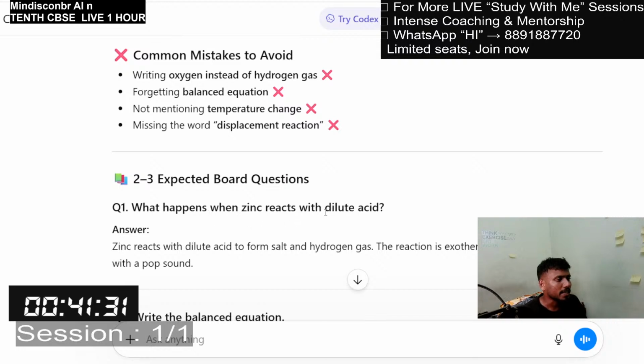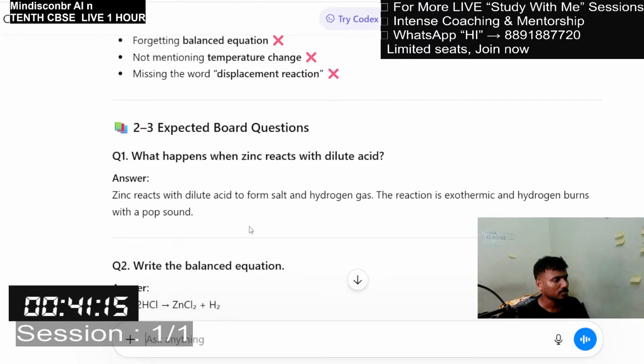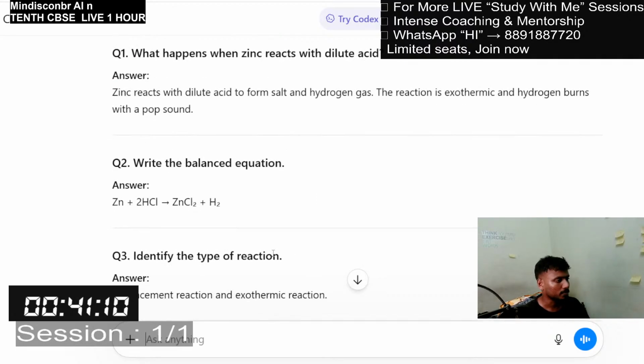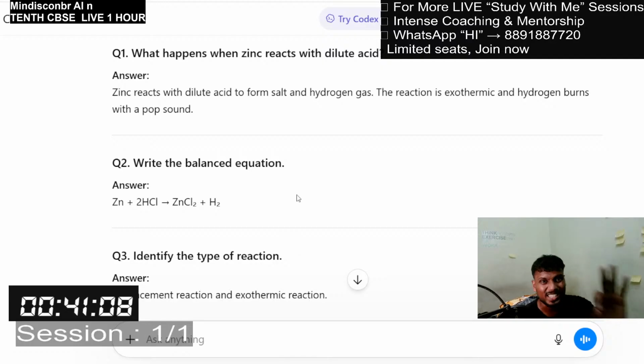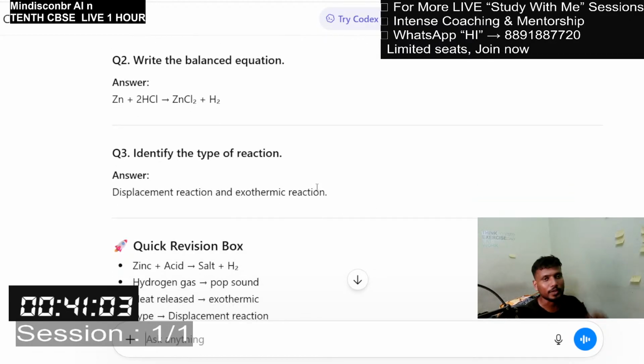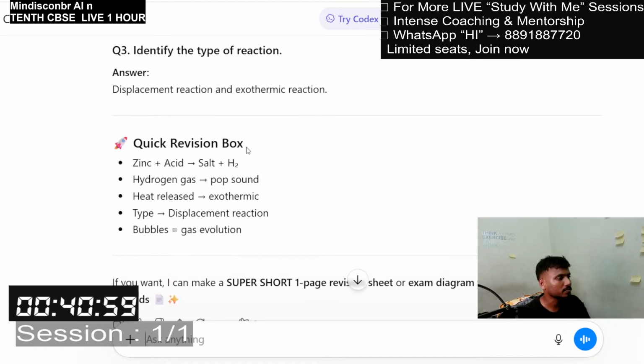What happens when zinc reacts with the dilute acid? When zinc reacts with the dilute acid, that is, when metals react with acids, hydrogen gas is produced along with the salt. This is an example of a displacement reaction. Also, it is an example of an exothermic reaction. The reaction is exothermic and hydrogen burns with a pop sound. Write the balanced equation: Zn plus 2HCl gives ZnCl2 plus H2. Identify the type of reaction: displacement reaction and exothermic reaction.